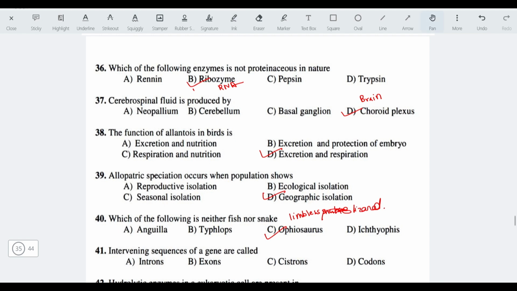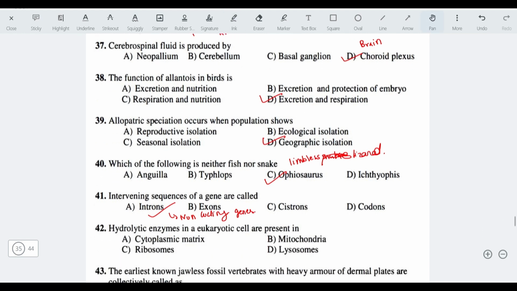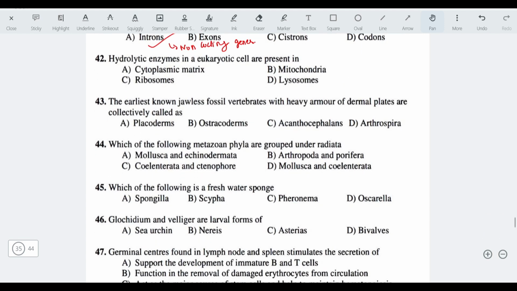Next question, intervening sequences of gene are called. The answer is introns. So introns are non-coding sequences of genes, and they need to be removed from the mRNA, right? Next question, hydrolytic enzymes in eukaryotic cell are present in. The answer is lysosomes.